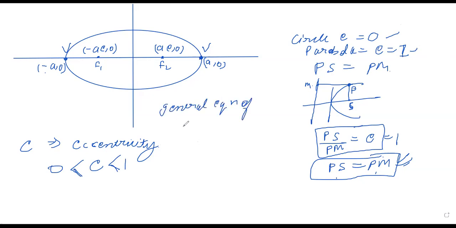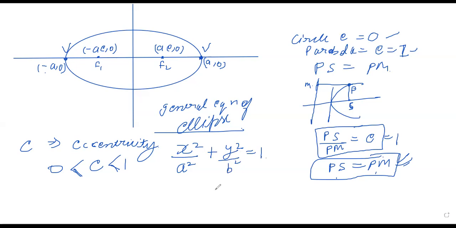Now let's see the general equation of ellipse. The equation of ellipse is x square upon a square plus y square upon b square equals 1, where a is the coordinate of vertex of major axis, and b is the coordinate of the minor axis. This is 0 comma b, and this is 0 comma minus b.